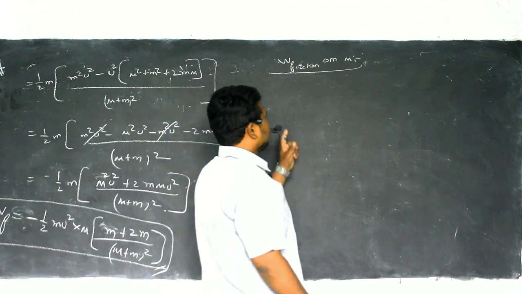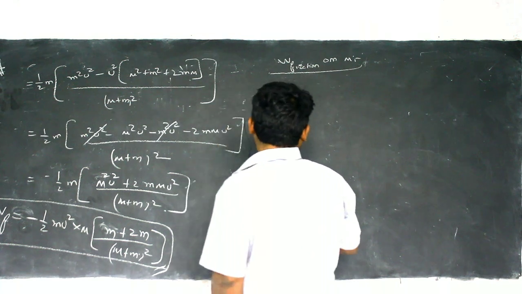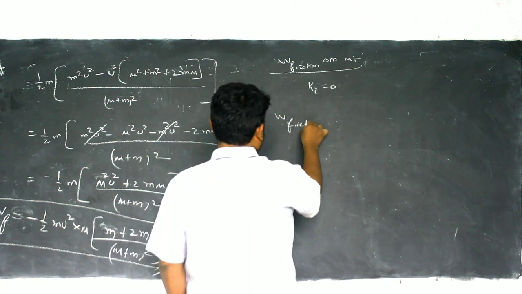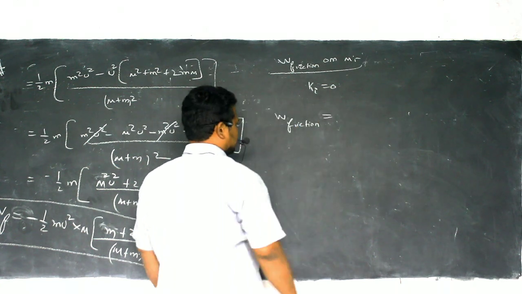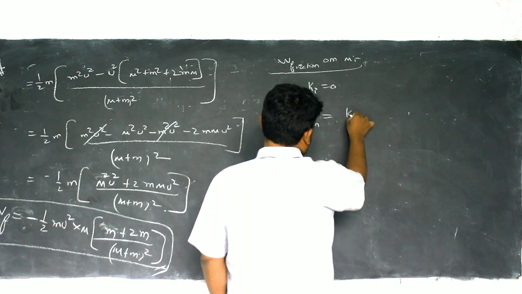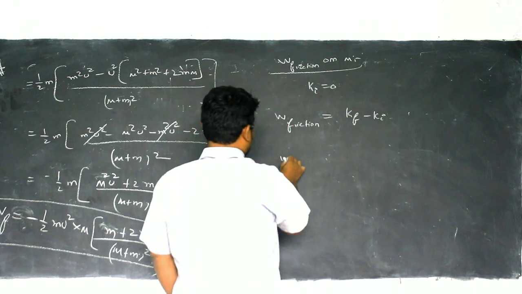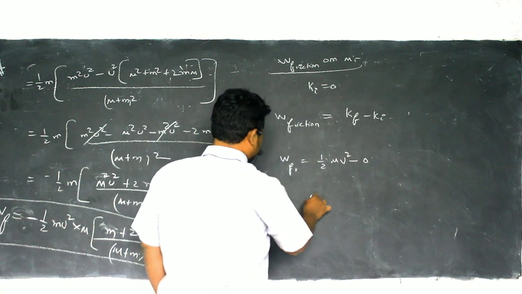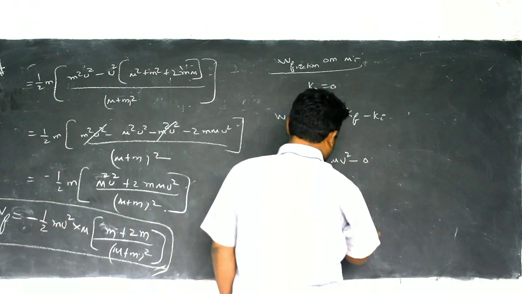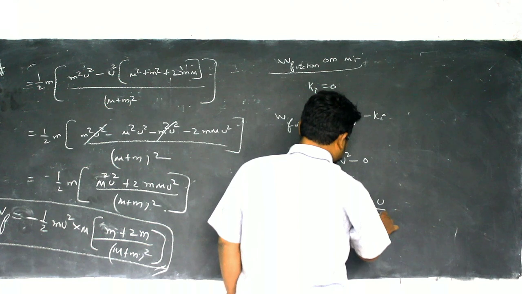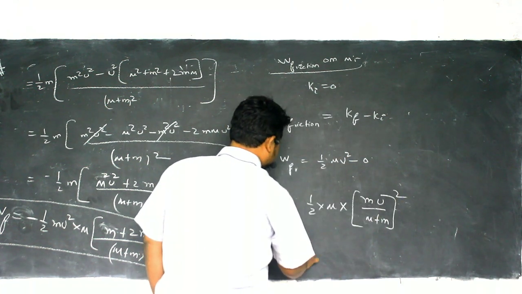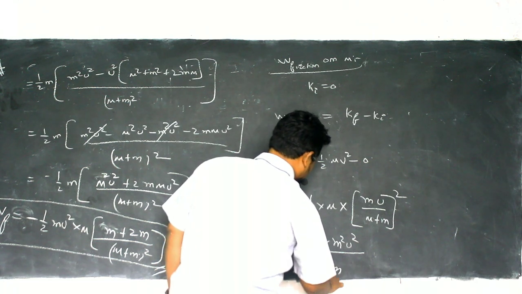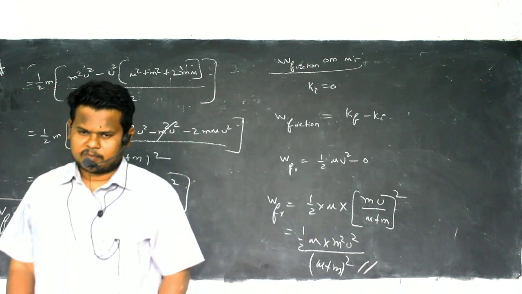Now let us see the work done by friction on capital M also. Initially the plank was at rest, so its initial kinetic energy is zero. Gravitational forces are not doing any work on the motion of this body. So work done by friction is Kf minus Ki, which is half capital M V square minus zero. With the final velocity m u divided by (m plus M), the work done is half into M into m square u square divided by (m plus M) whole square. This is the work done by friction on capital M.